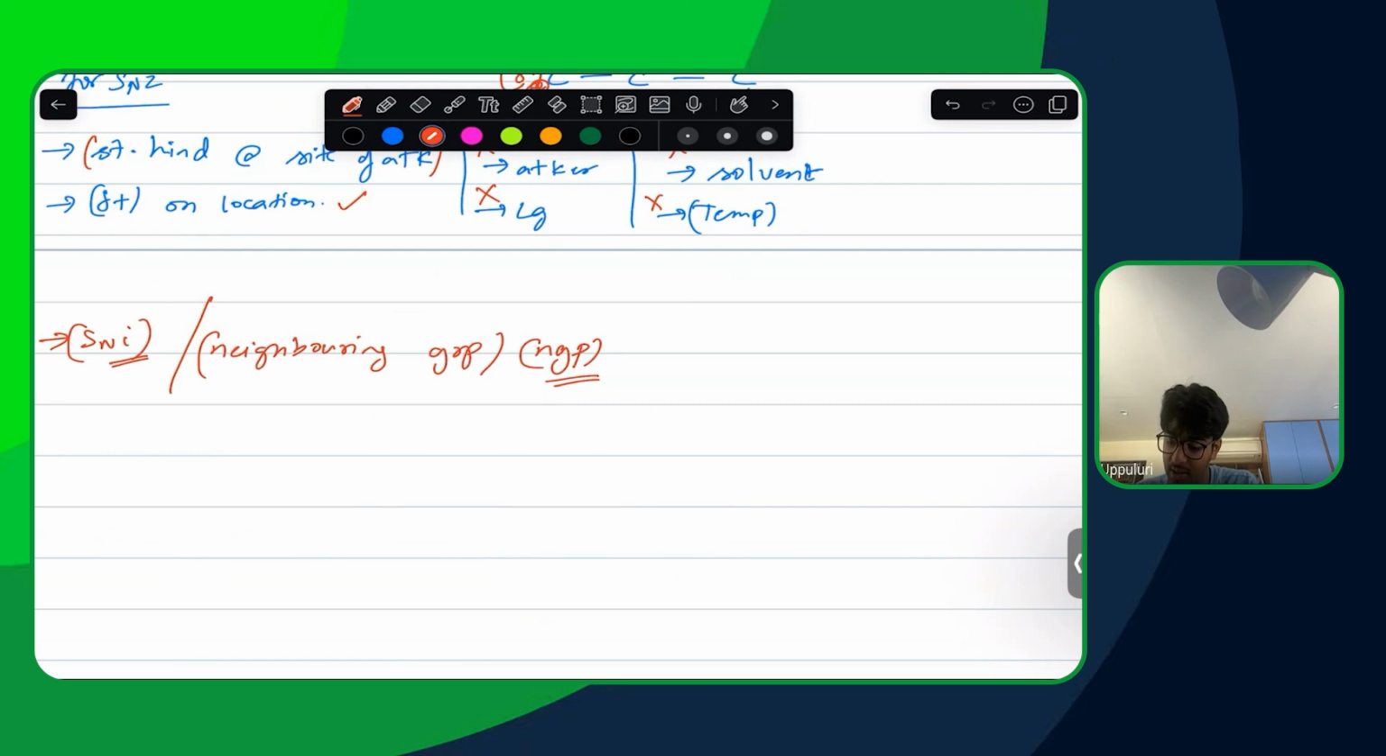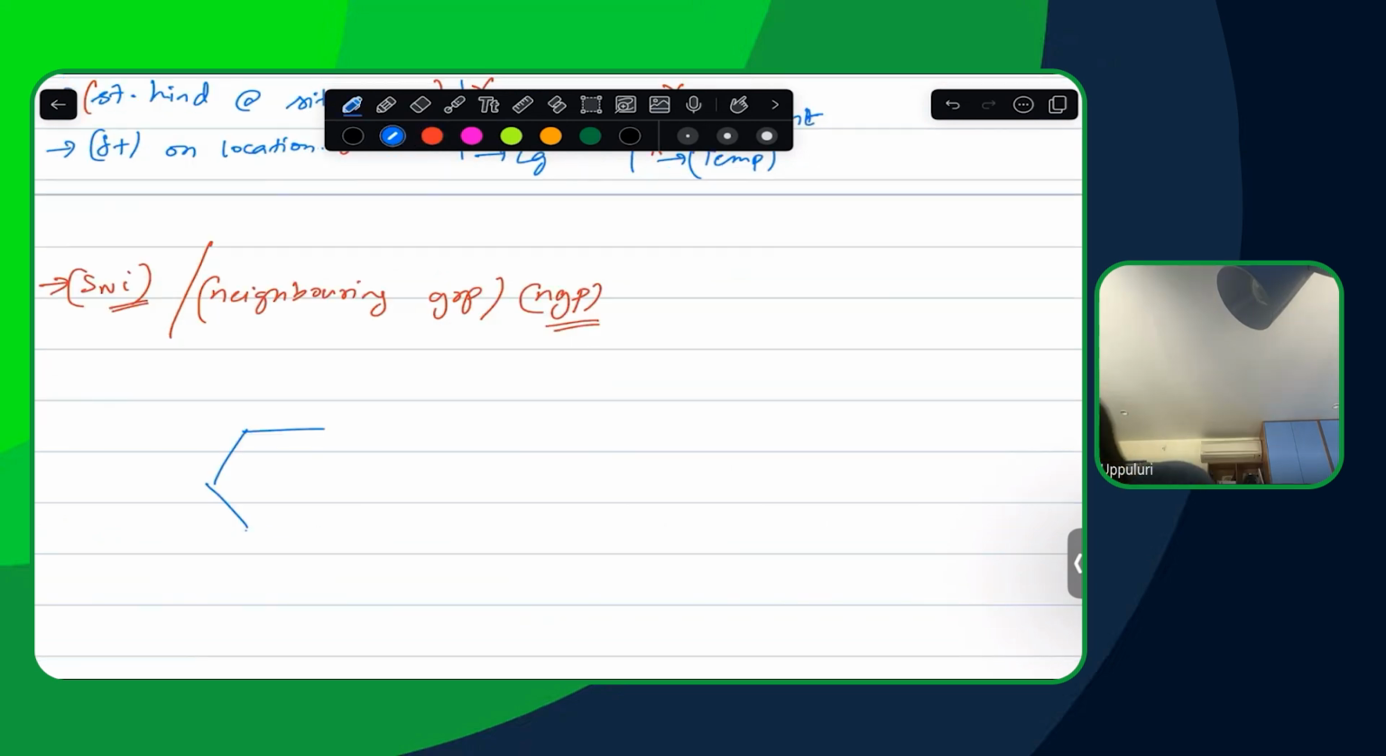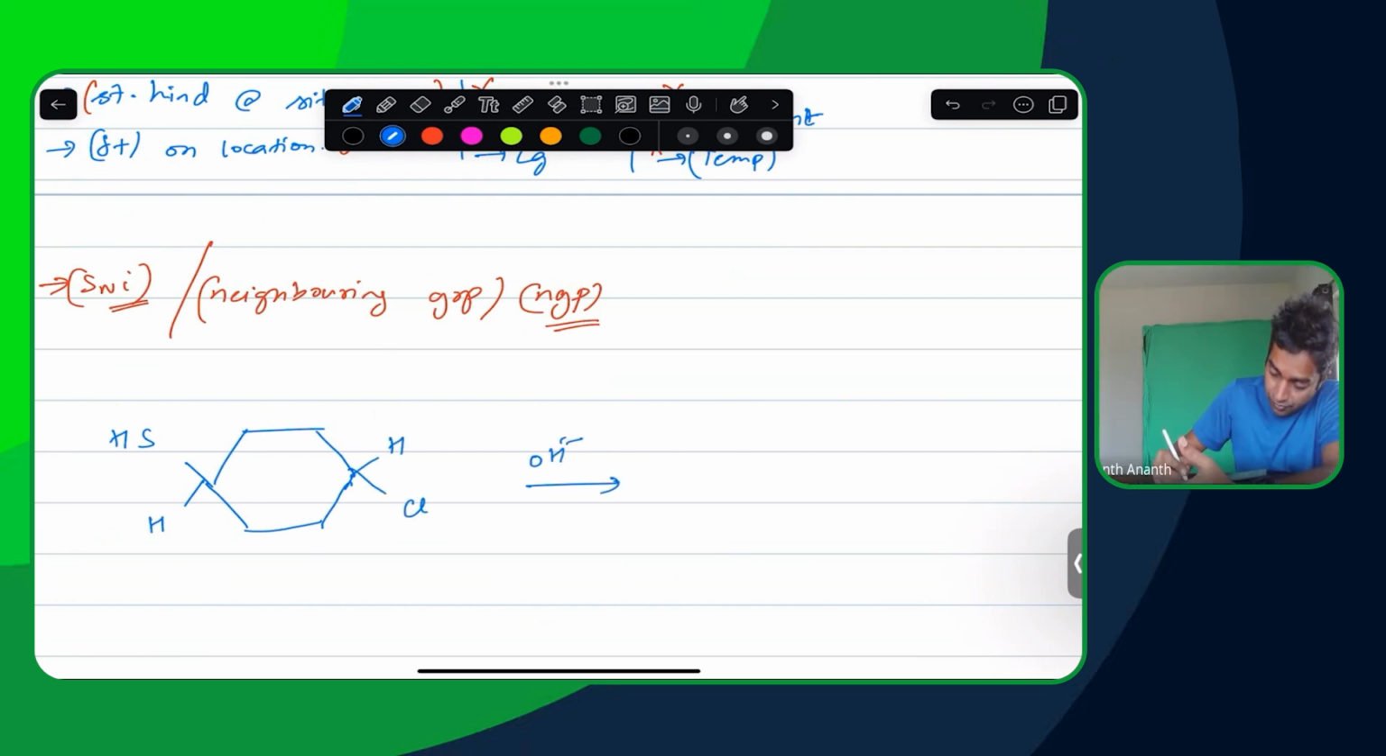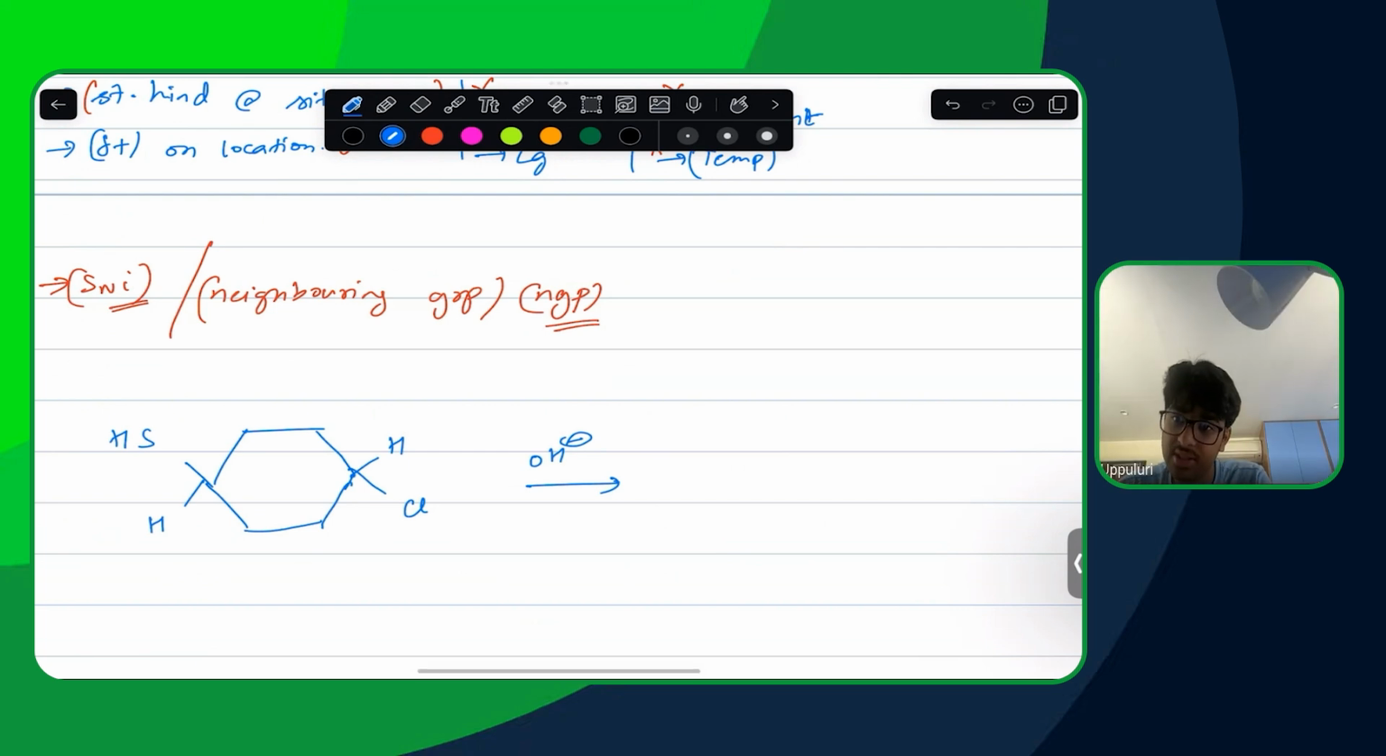Sir, it is a reaction. What's your issue here? Sir, I was getting a different answer. I thought first the lone pair of sulfur will go to the carbon which is connected to Cl.